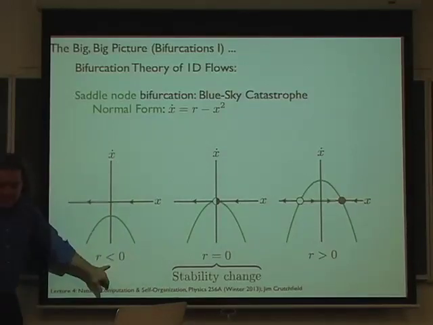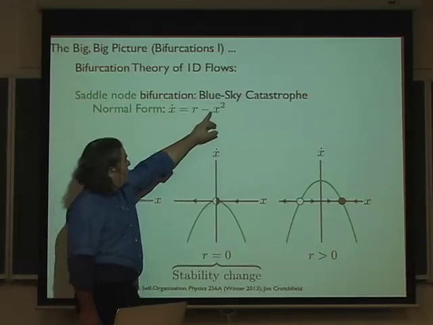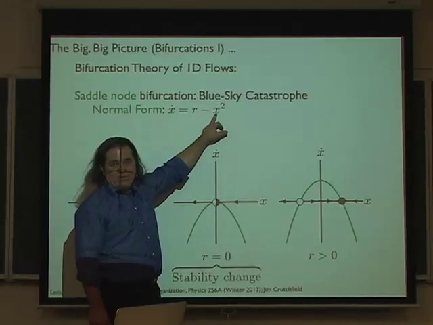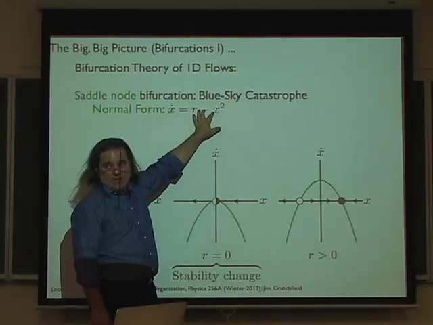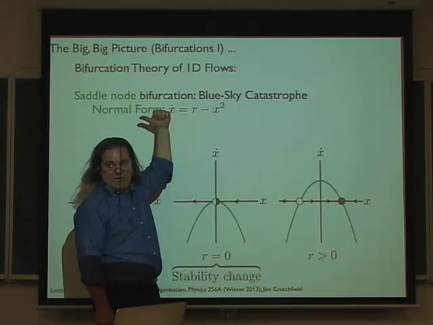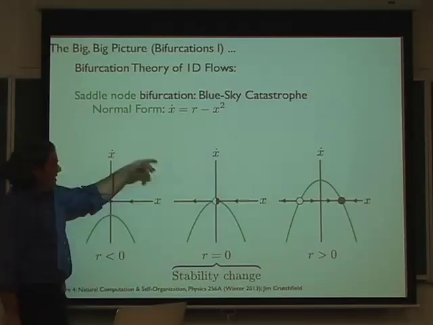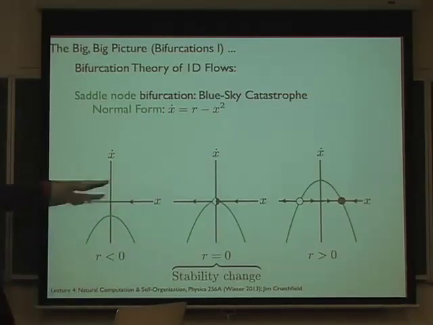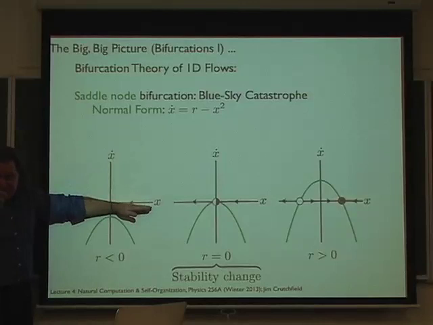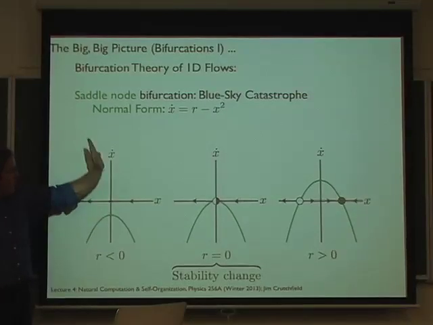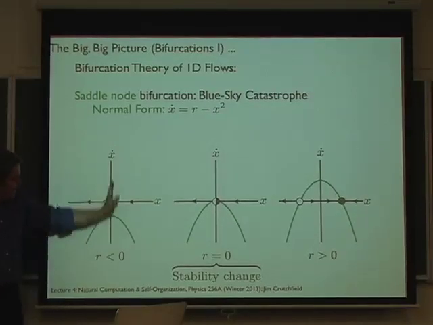So when r is negative, just look up here. Well, x squared is always positive, therefore negative x squared is always negative. If r is negative, everything is negative. Therefore, the vector is always pointing to negative x, right? X dot is negative, therefore the vector field points down this way. So again, I'm plotting the one-dimensional state space, and then f of x on the right-hand side, or x dot, this way.